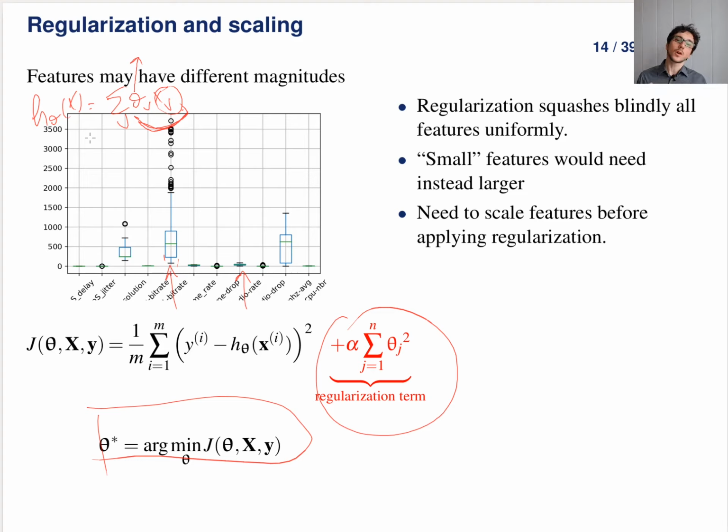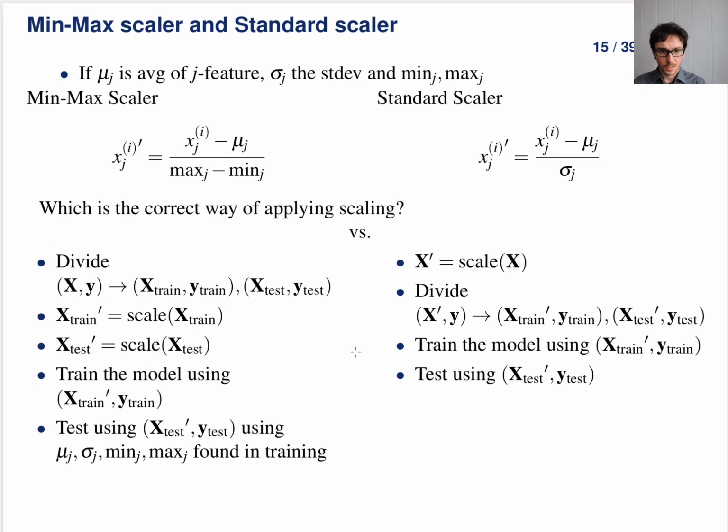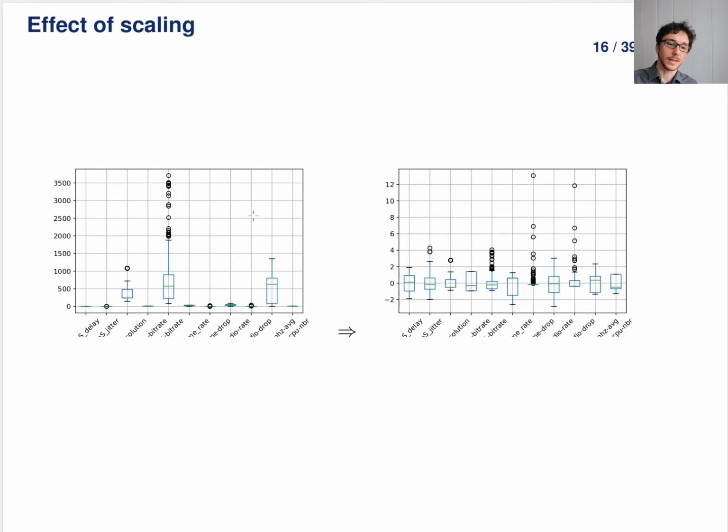Suppose, for instance, that you have features expressed in bytes and others expressed in kilobytes. If you regularize, you are likely to cancel out the features in kilobytes, because they are smaller than the features in bytes. How to avoid this? The answer is scaling. Let's see directly the result of scaling.